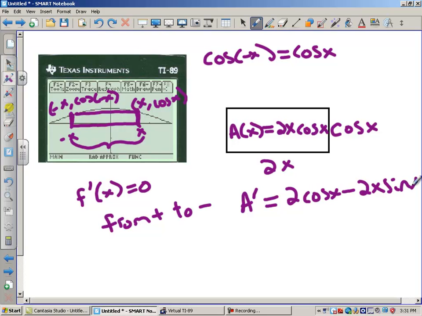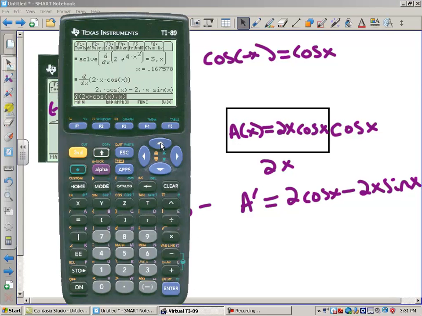So that is my derivative, and I need to find a place where that crosses the x-axis from positive to negative. So what I'm going to do is copy that and paste it and go graph it. So we're going to copy it, and then I'll go to y equals and I'll paste that in.